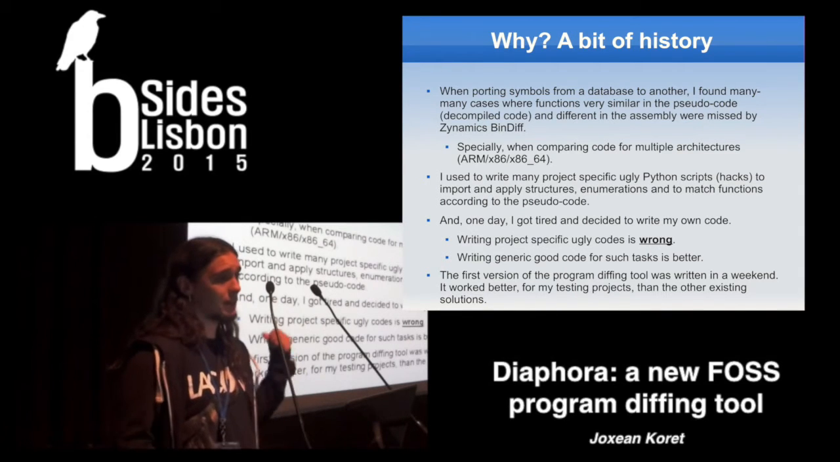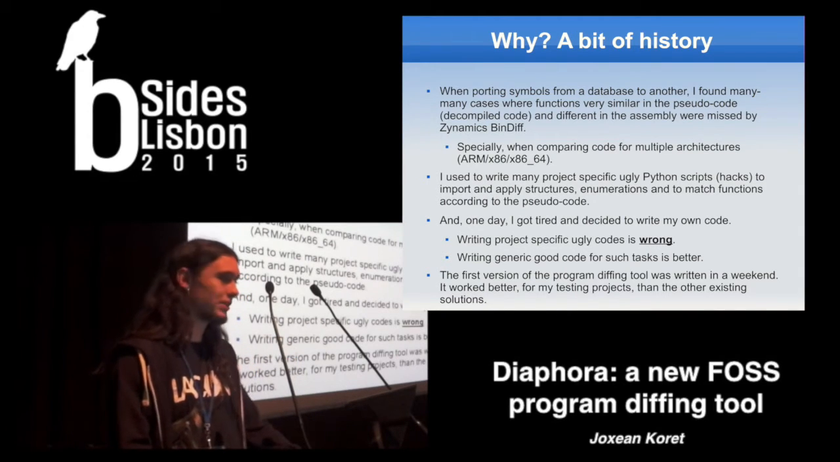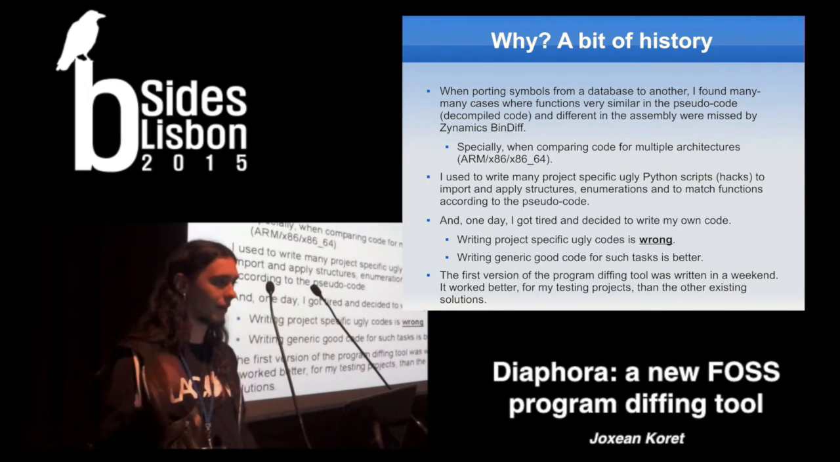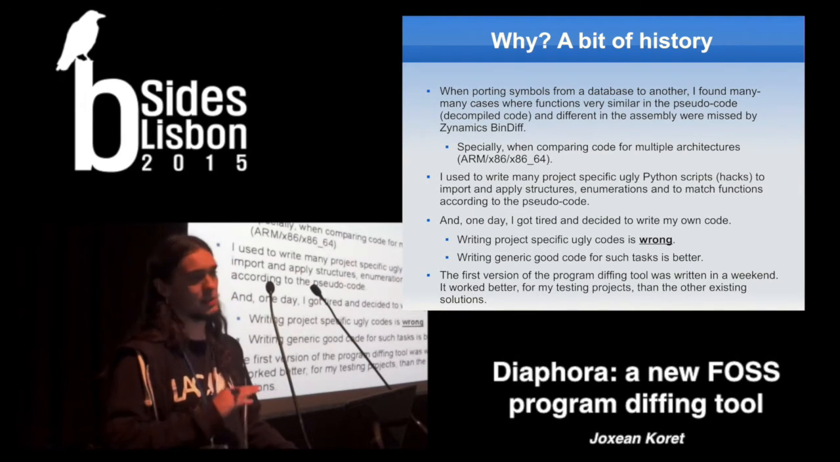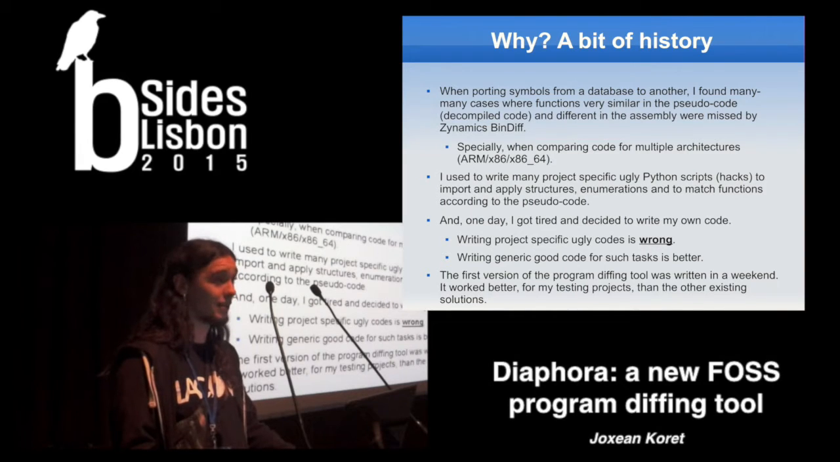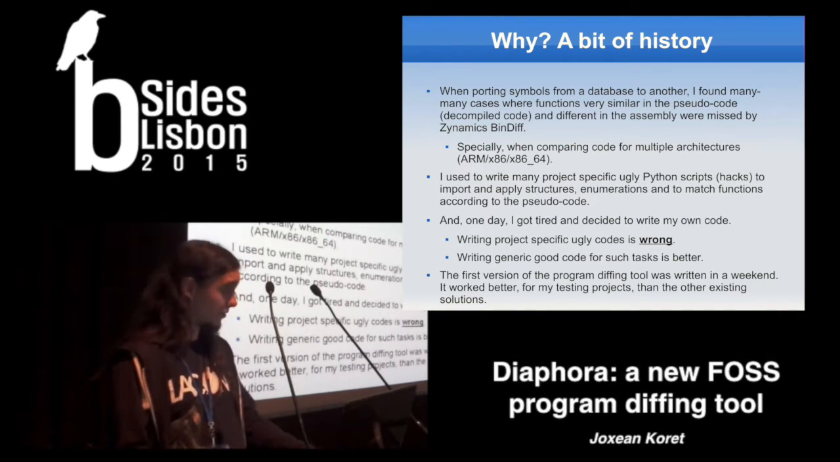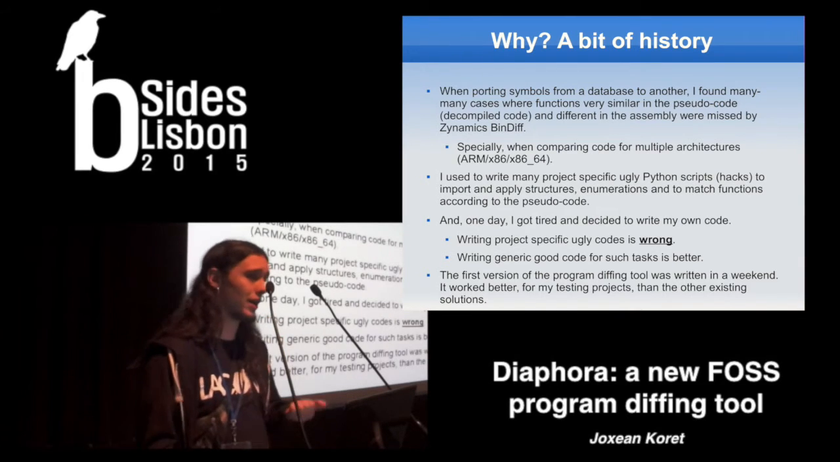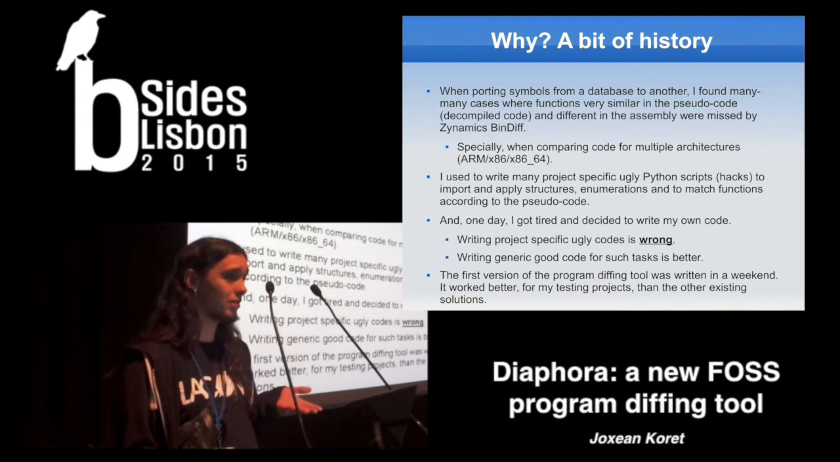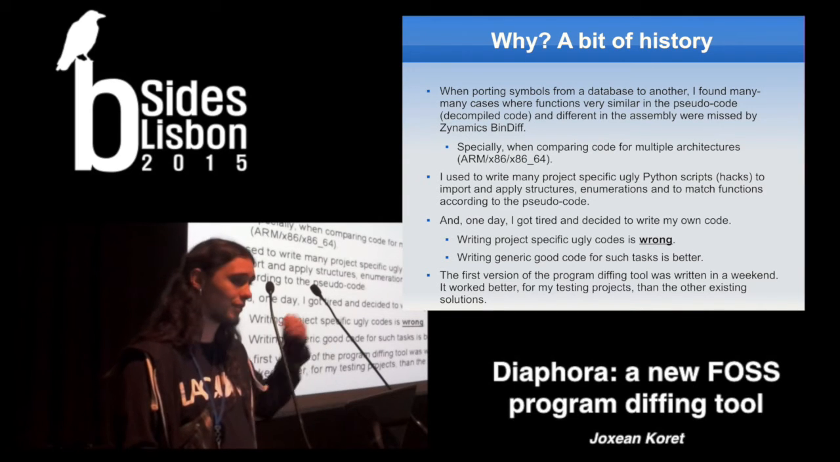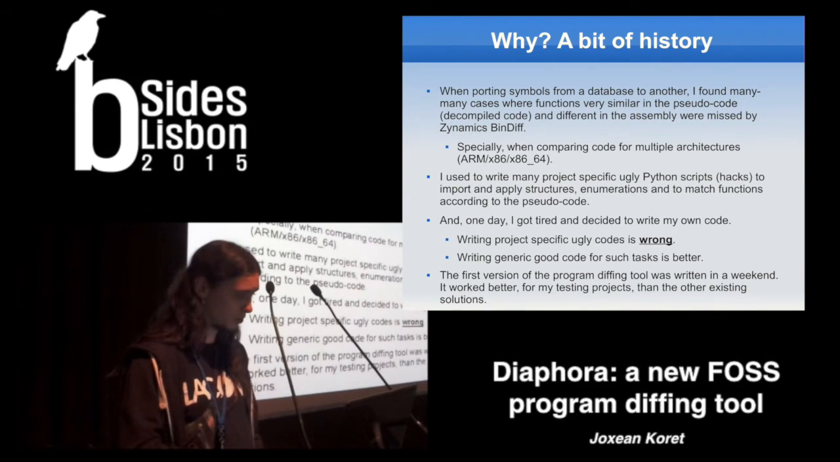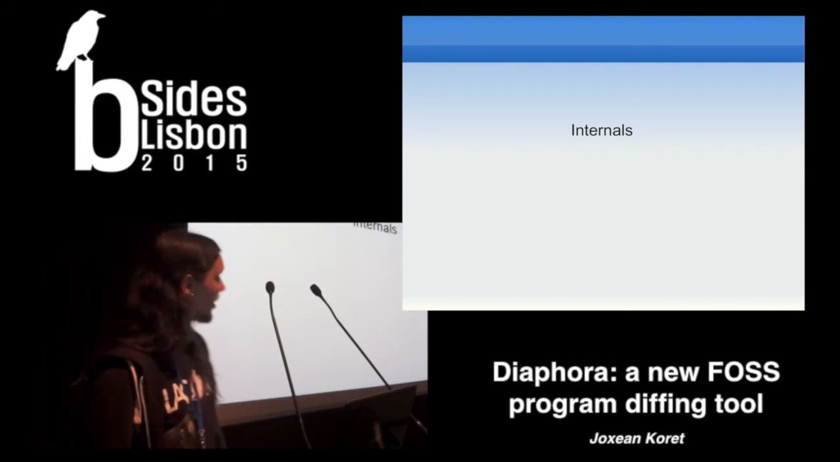Well, in the past, before writing Diaphora, I used to write many project-specific hacks, ugly Python scripts to port my structures, the unions, etc., for each project, until I got tired and decided that it was better to write a generic tool than ugly hack scripts for every new project. The first version of Diaphora, this program diffing tool, took me about a weekend, and at least in my tests, it worked better than Zynamics BinDiff, TurboDiff, Darun Grim, and other tools. Okay, let's talk about how it works.